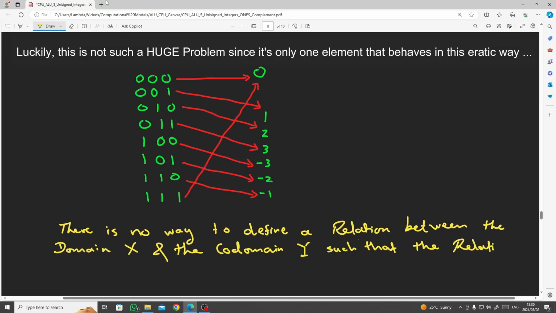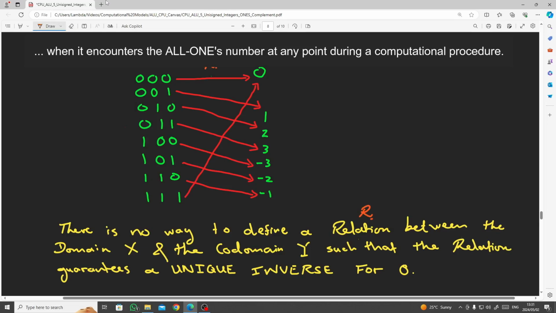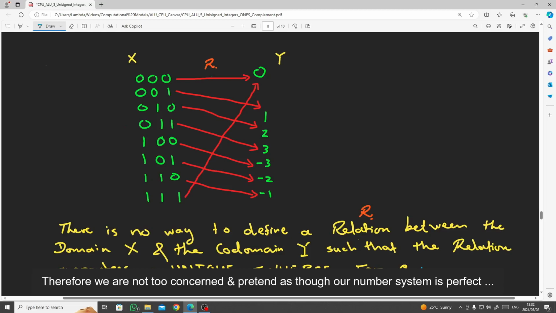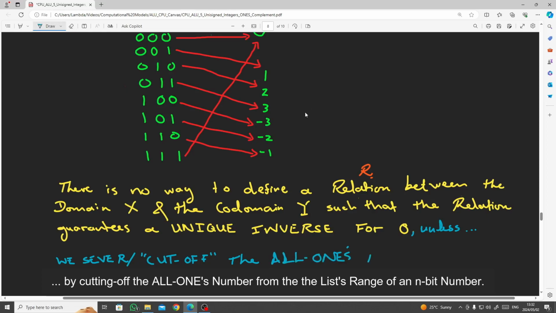Luckily, this is not such a huge problem since it's only one element that behaves in this erratic way, and the CPU arithmetic can be defined in such a way to deal with the particular case when it encounters the all ones number at any point during a computational procedure. Therefore, we are not too concerned and pretend as though our number system is perfect by cutting off the all ones number from the list's range.